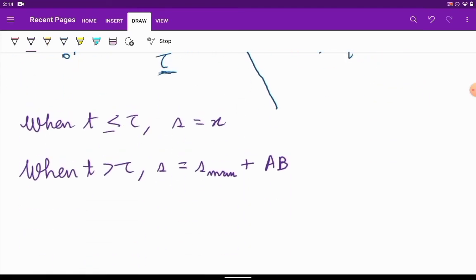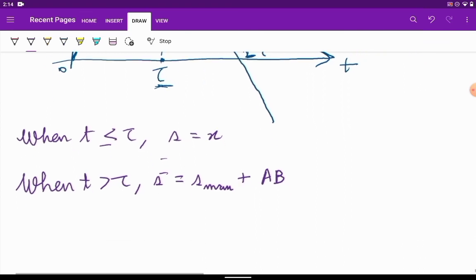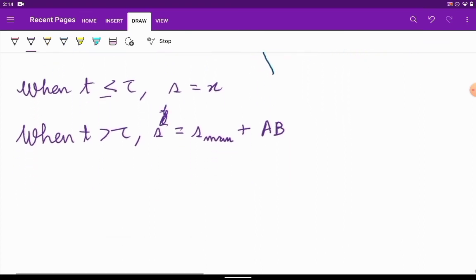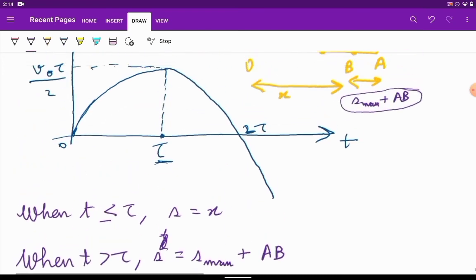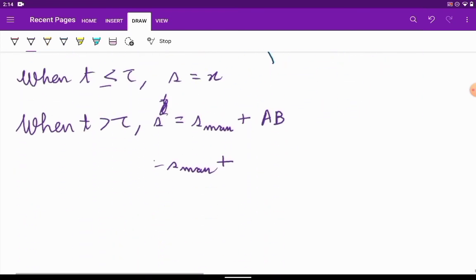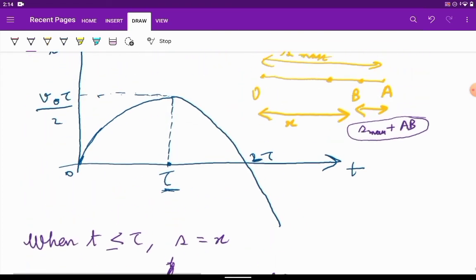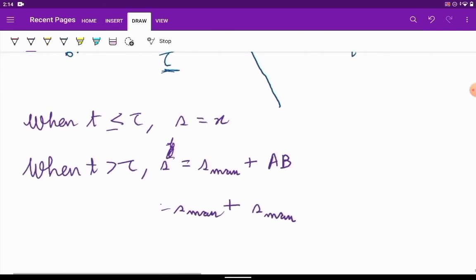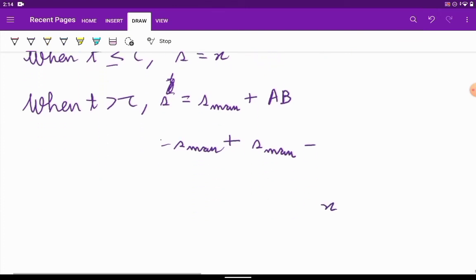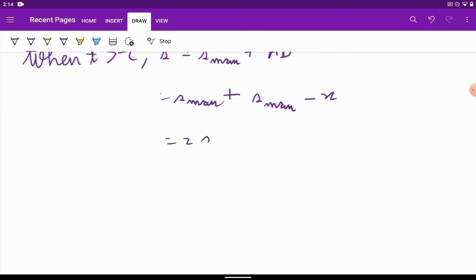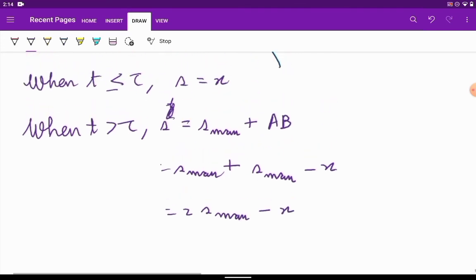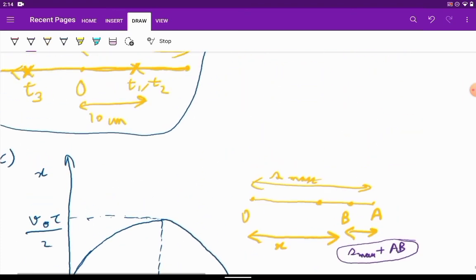Now what is AB? AB is nothing but S max minus OB. OB is x. So this becomes 2 S max minus x.